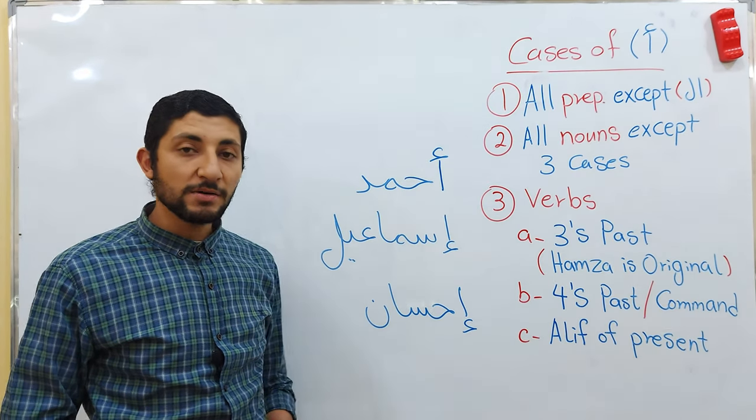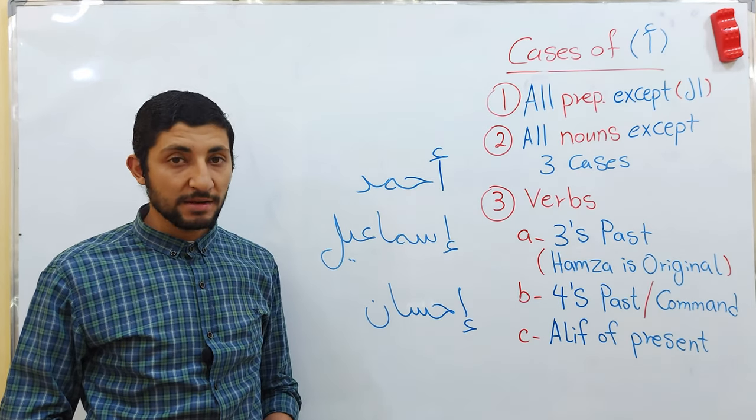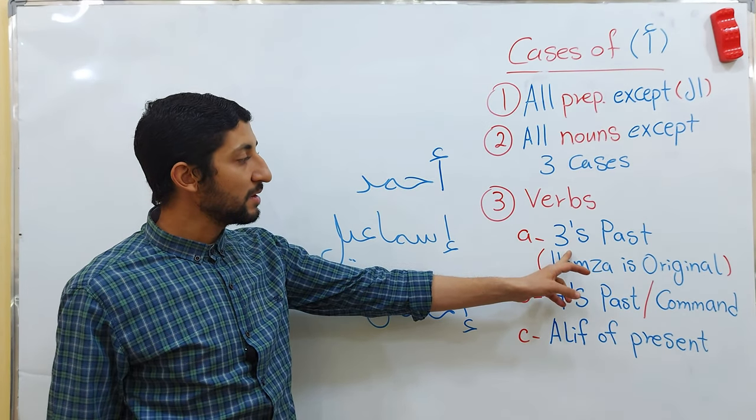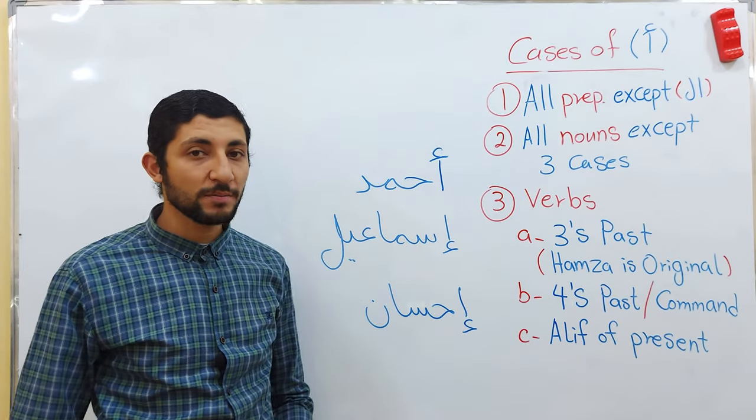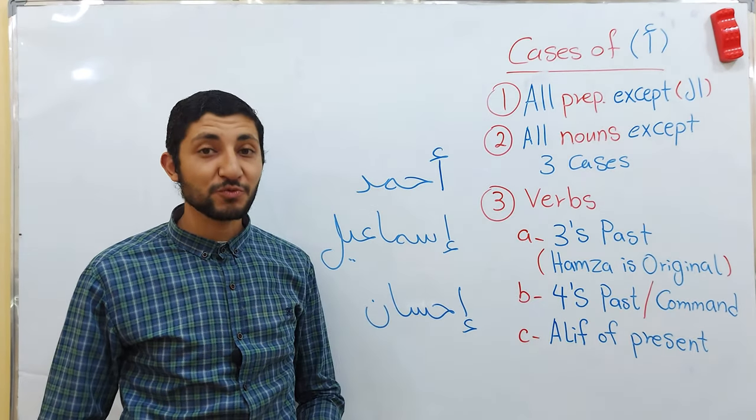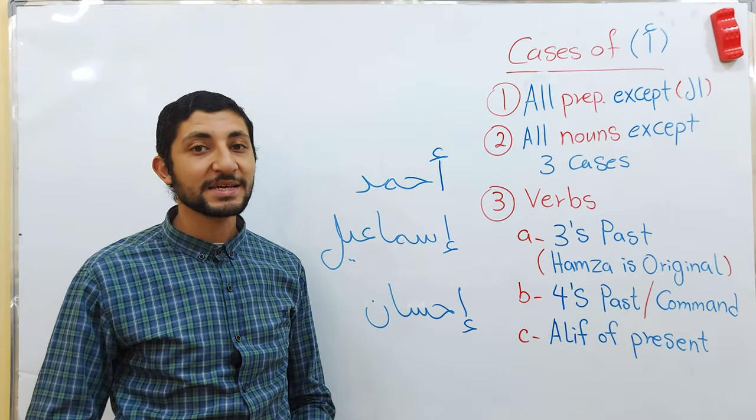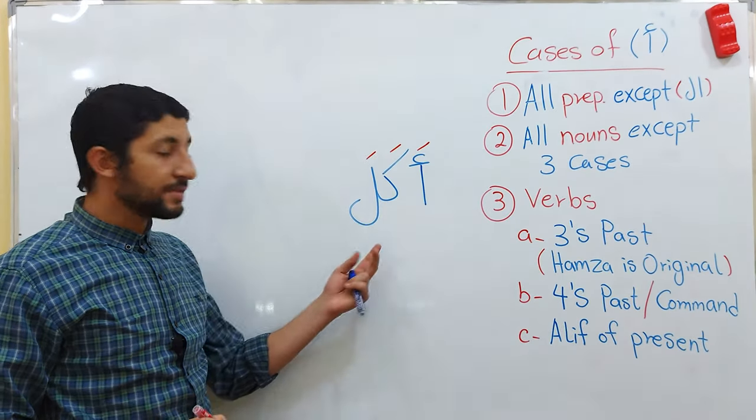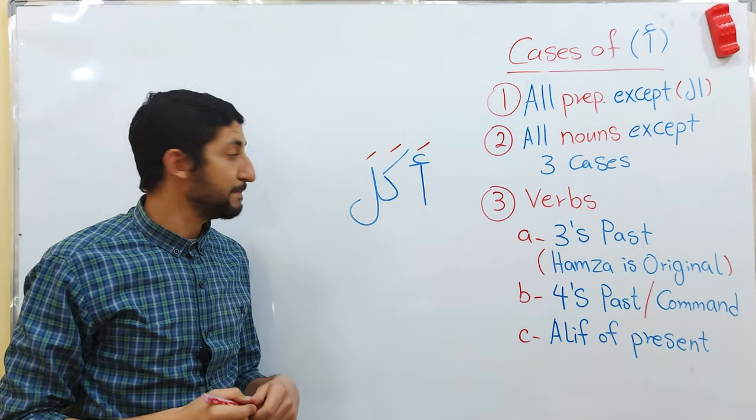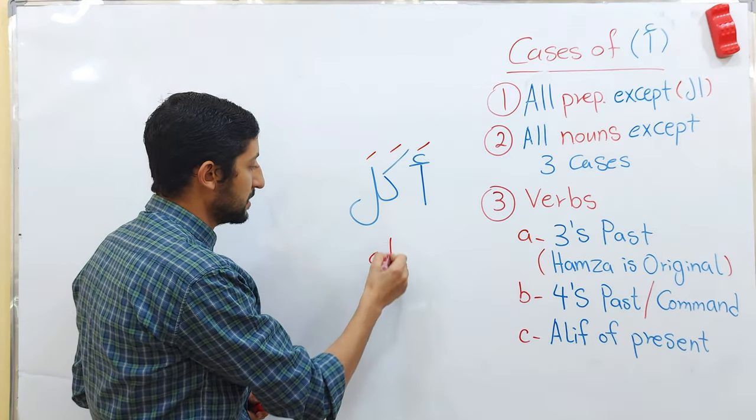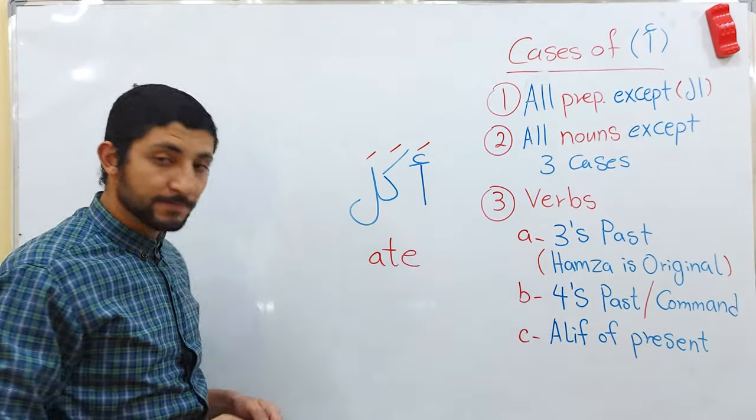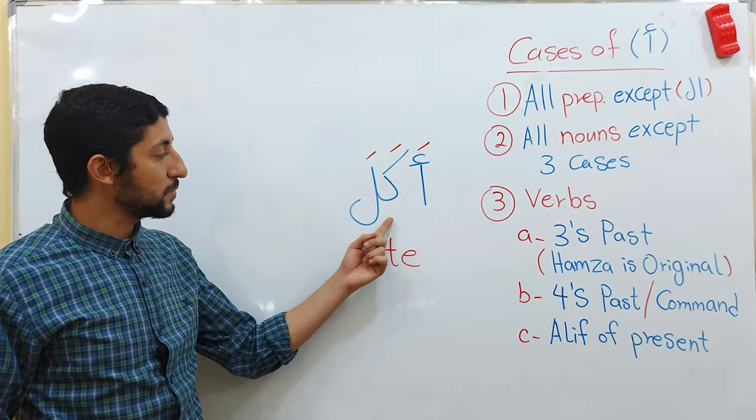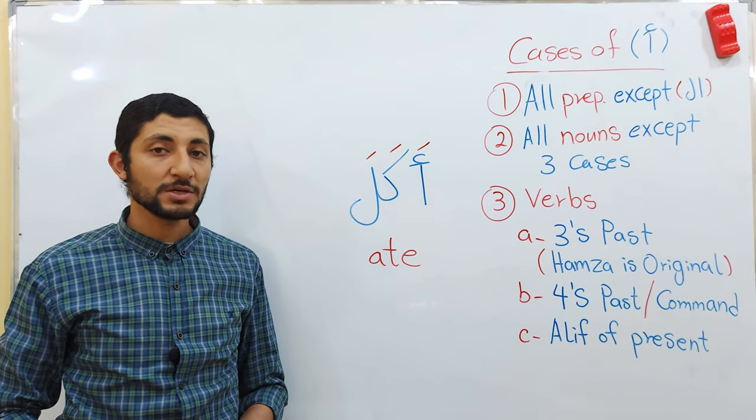We have 3 cases here for verbs that begin with همزة القطع. First, the past of the triple verb. But in this case, همزة is original, unlike the last case we talked about. Okay, let's take an example. This is a triple verb in the past, meaning eat. It is the past of the verb eat. How can we know it's a triple verb? Just count. 1, 2, 3. It has 3 letters.